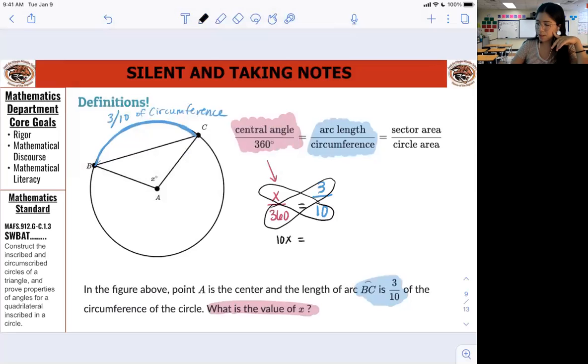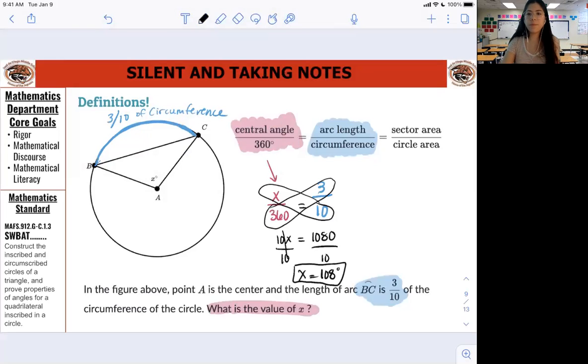And what's 360 times 3? We get 1080. Divide both sides by 10. I get x equals, I got 108. Yeah. And it's 108 degrees. Big boy angle.